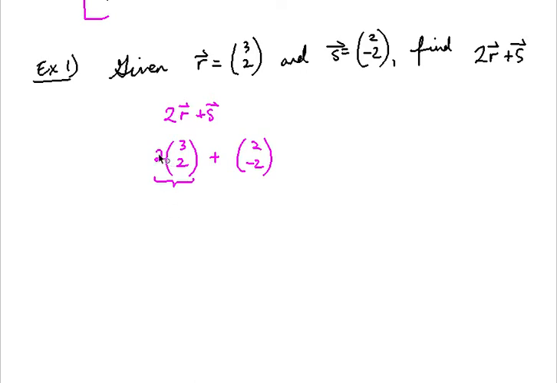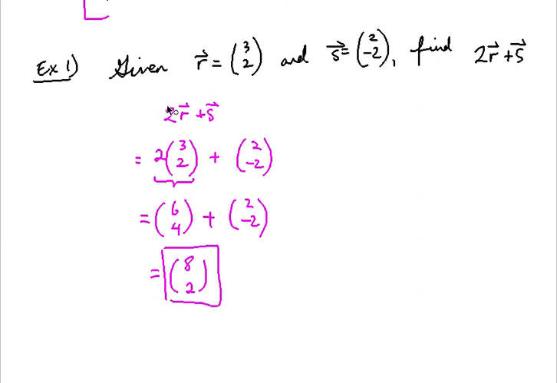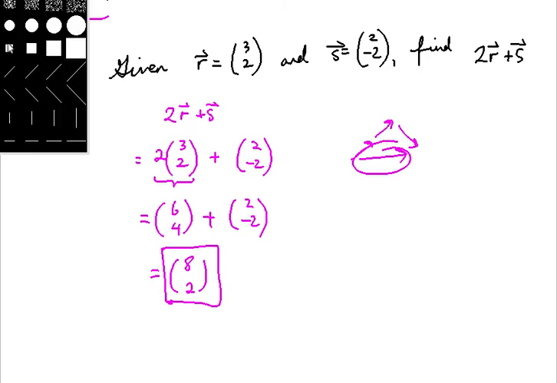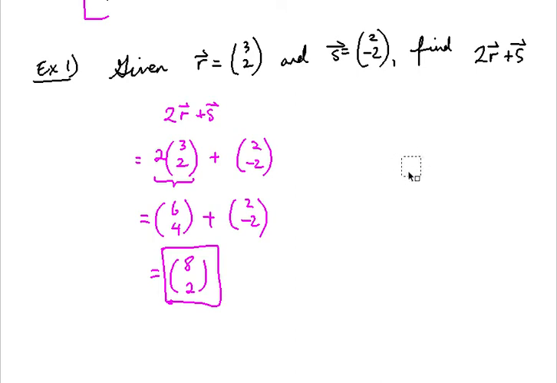So I should get another vector in my final answer. I'm going to carry this through, and I get (6, 4) plus (2, -2). And now it's really easy. It's just going to be 6 plus 2, so I have 8, and 4 minus 2, which is 2. So (8, 2) would be my final vector, the equivalent of 2r plus s. And you could do this geometrically too. If you wanted to graph this out and check it, you would see that this is true. If I take 2 r's and then add an s, I would end up with something like that. Of course this is not accurate at all, so let's just erase that.